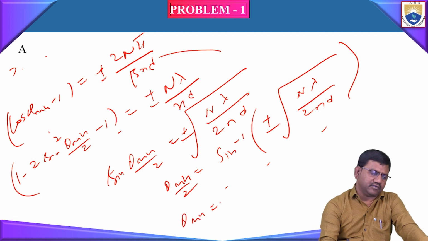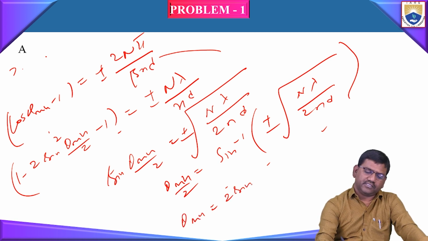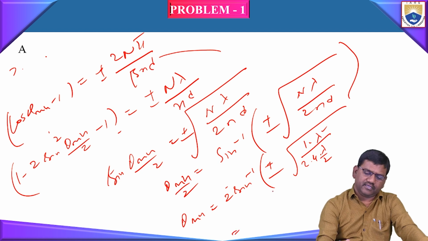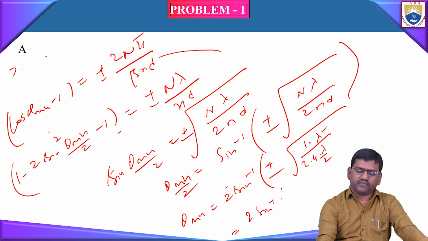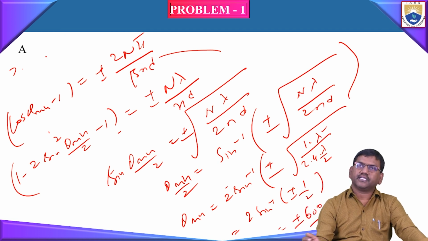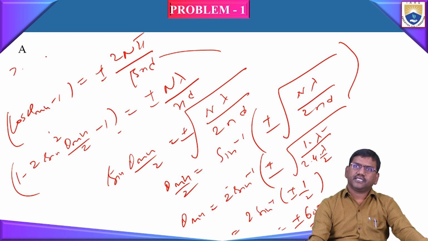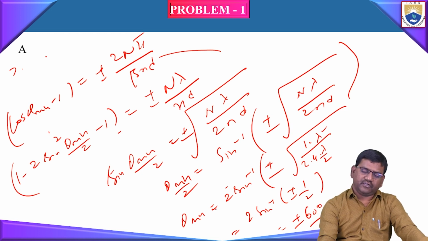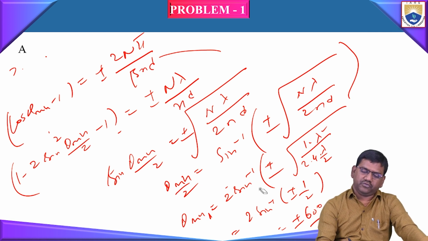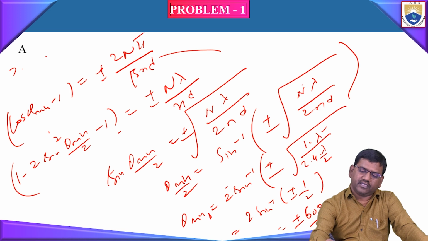So theta min is equal to 2 sine inverse of plus or minus root of n is equal to 1, lambda is lambda, 2 into 4 into lambda by 2 here. So if you simplify this, you will get 2 sine inverse of plus or minus 1 by 2. So this is equal to plus or minus 60 degrees here. So like this, we need to find out the value of theta min 1 here. And similarly, you can also find out theta min 2 here. Theta min 2 stands for n is equal to 2 here.